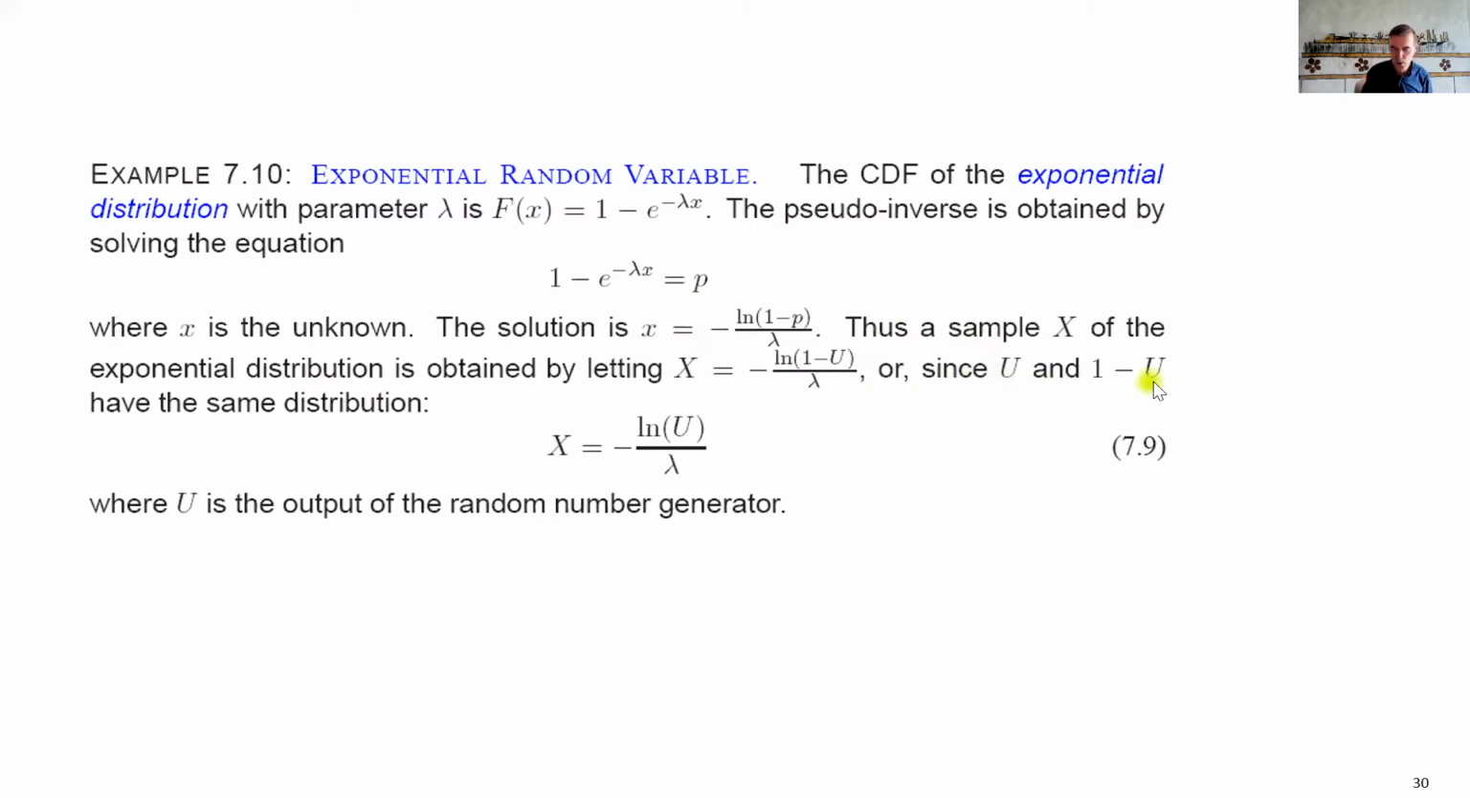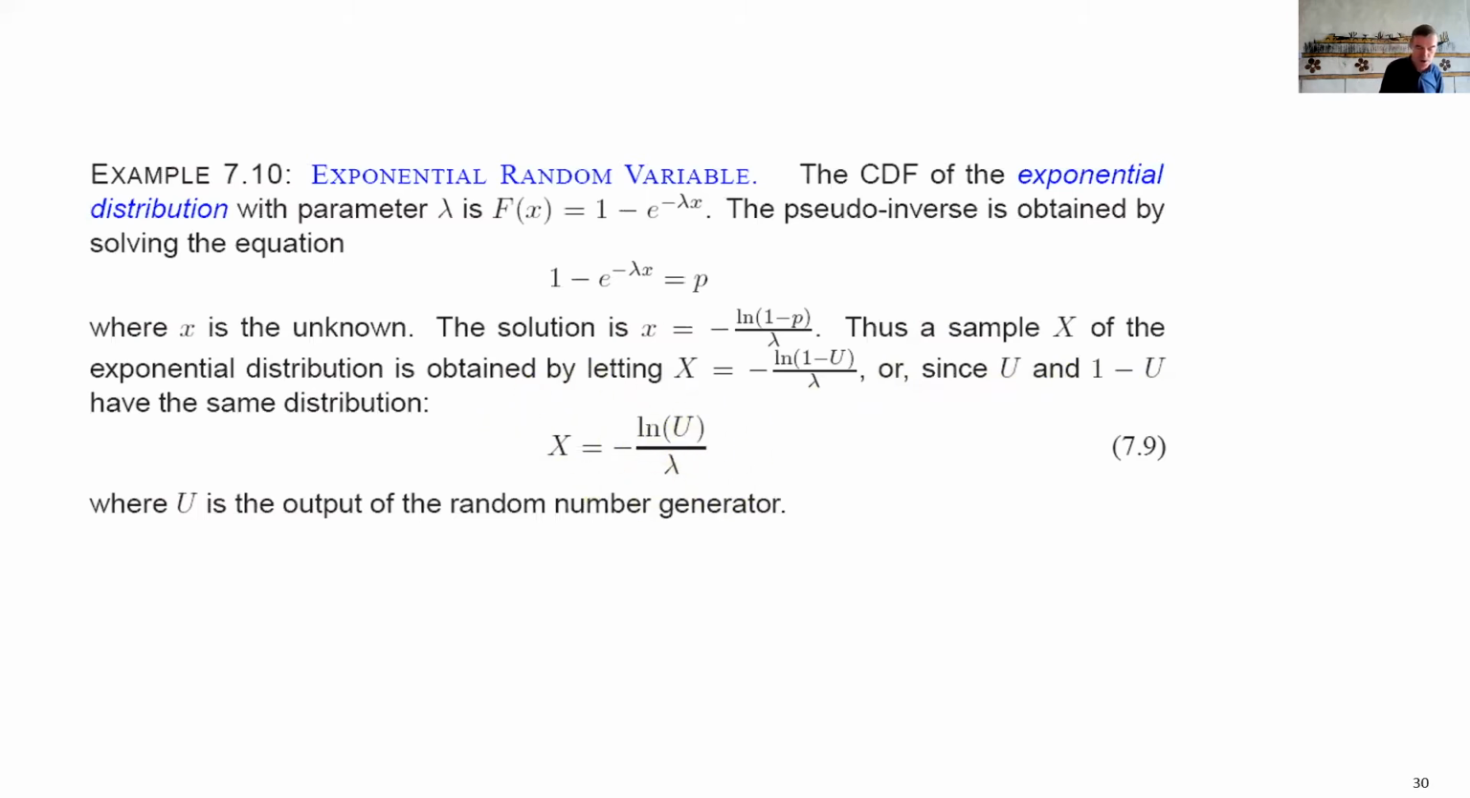Now, because u and 1 minus u have the same distribution, if u is uniform between 0 and 1, then 1 minus u is also uniform. Uniform means all values take the same role, so 1 minus u will give the same thing here. Therefore, here is a simple formula to give a sample of the exponential random variable: minus log u over lambda.